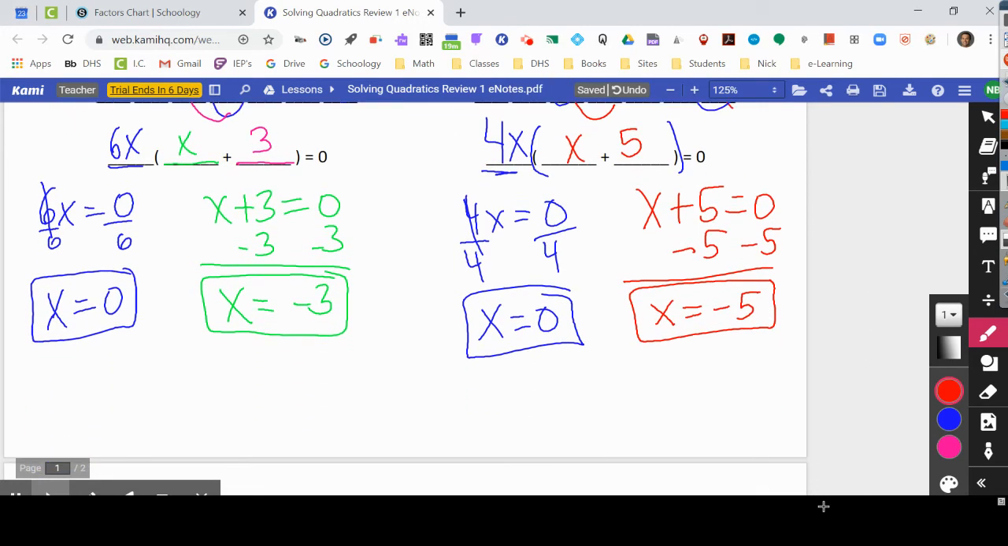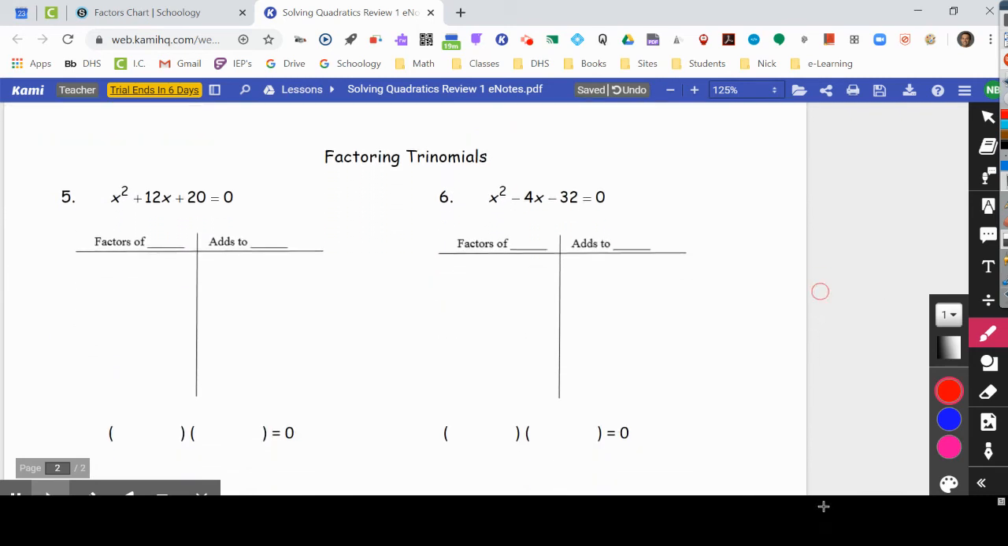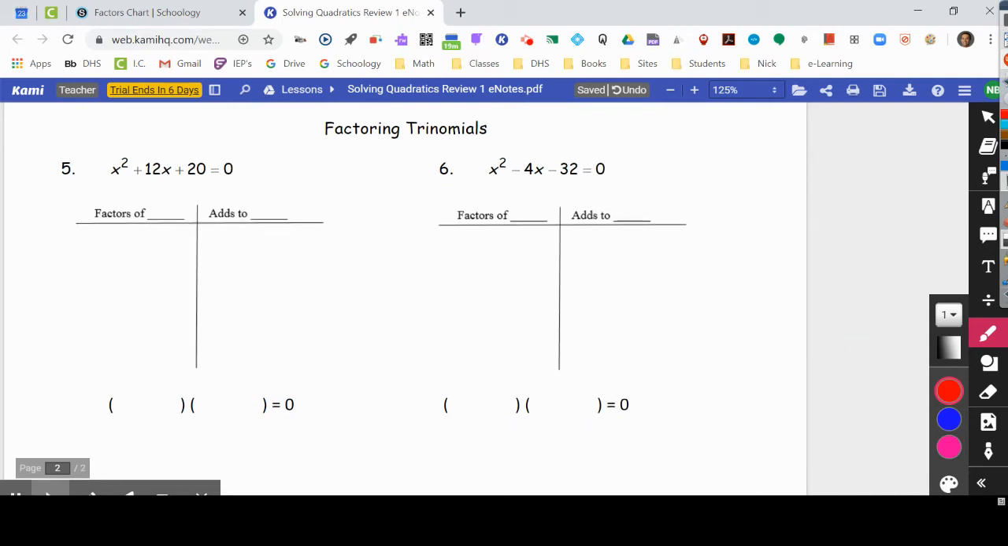We got a couple more. These next couple ones are those trinomial ones. Hopefully you guys are finding them a little bit fun. I know I've always enjoyed factoring trinomials, and it looks like you guys are getting really good at these.